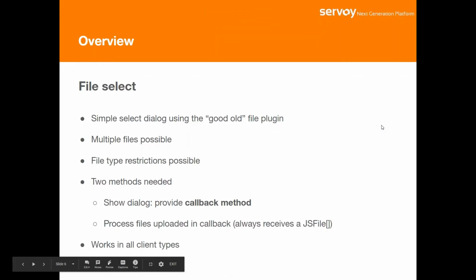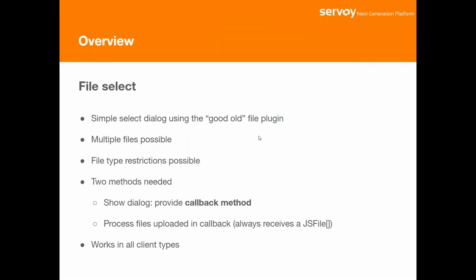So the file select that we've seen, the first one, the file upload. We've seen that you can upload multiple files. File type restrictions can be provided, so you can say, I only want text files or Excel files or whatever. You need two methods to get this working. The first one shows the dialog. In that one, you have to provide the callback method that will then receive the files. And in that callback method, you receive an array of all the files that were uploaded during that session, and you can process them there.